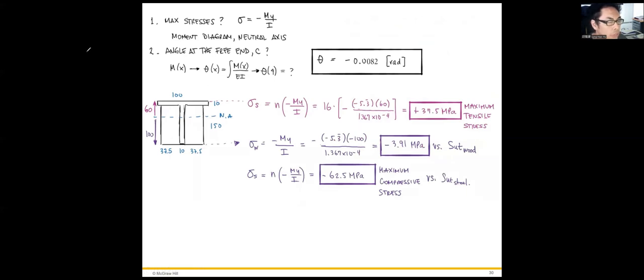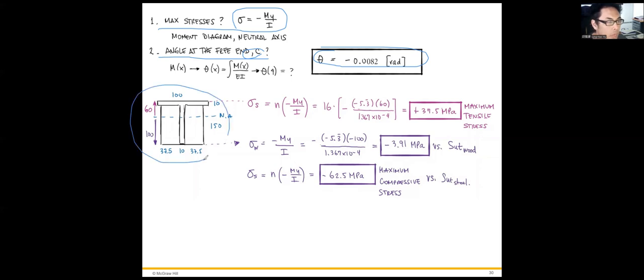The first question asks what the maximum stress is, so you can use the bending stress equation. The second question asks the angle at free end C. We already figured out that theta equals minus 0.0082 radians. And what is the maximum stress?